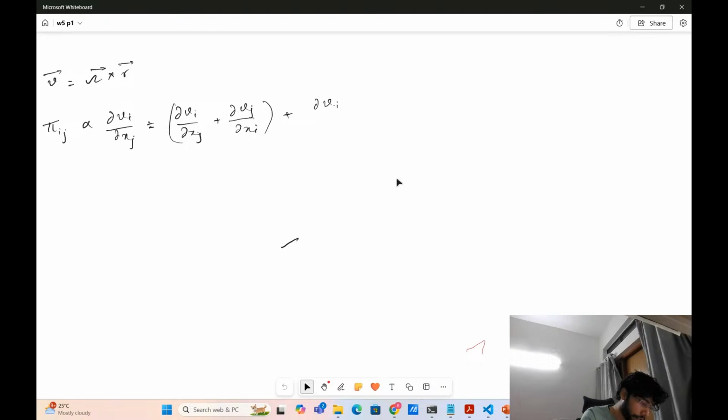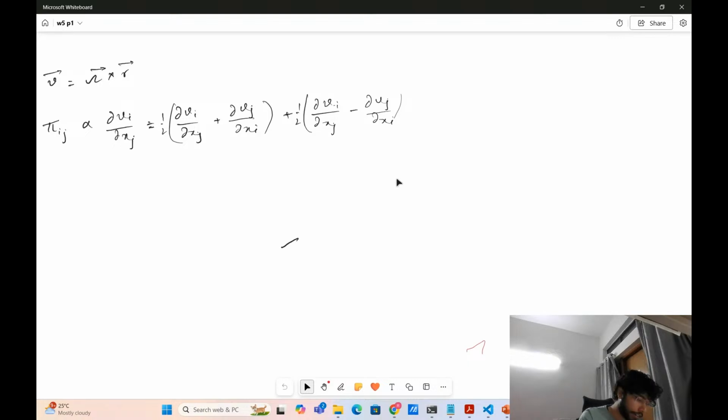Okay, let me start from here. So, as I was saying, for solid body rotation, V is omega cross R. Before that, we saw that the shear stress is proportional to del Vi del Xj, right? Now, del Vi del Xj can be written as half of del Vi del Xj plus del Vj del Xi, plus del Vi del Xj minus del Vj del Xi.